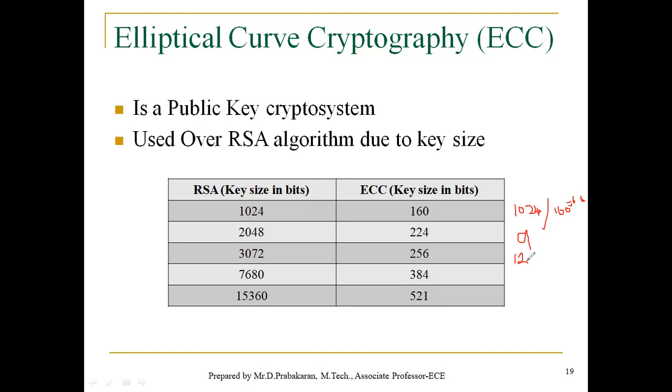Whereas in ECC, I mean elliptical curve cryptography, the same level of standard is maintained, but with a minimum number of key bits. So of course, when we are comparing the RSA and ECC algorithms, we can tell that this ECC is the most efficient one.